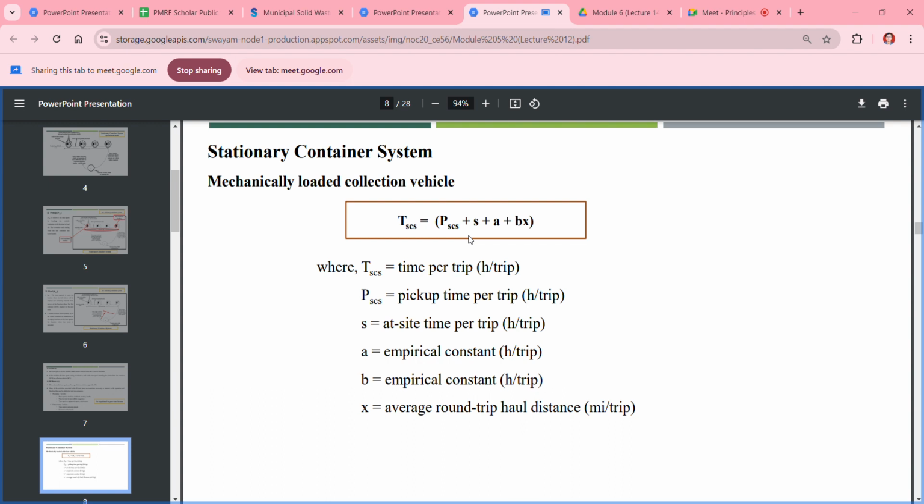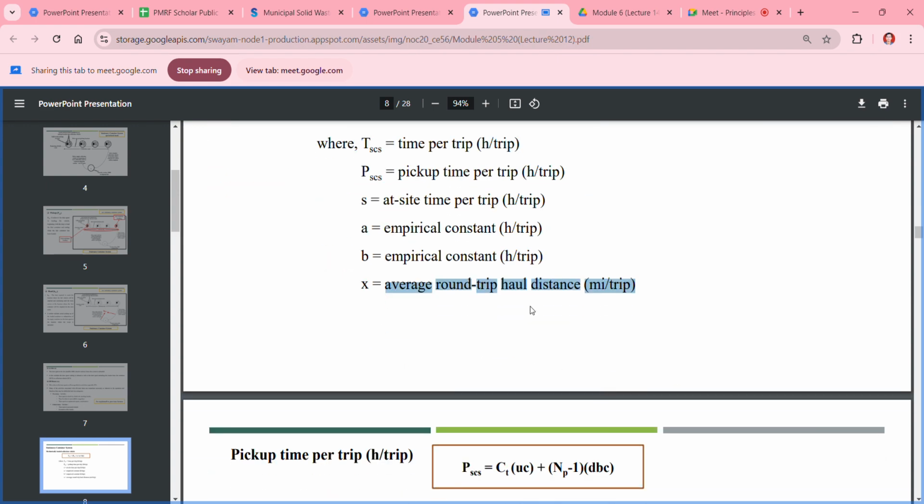Okay, so in the stationary container system the time per trip, TSCS, will be the sum of the pickup time per trip and the at-site time per trip. So A plus BX, where A is an empirical constant in hours per trip, how much time you are taking per trip, and B is also an empirical constant. Then X equals the average round trip haul distance, that is miles per trip or meters per trip, however we want to calculate it.